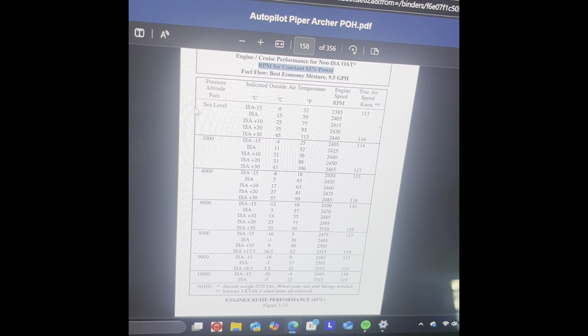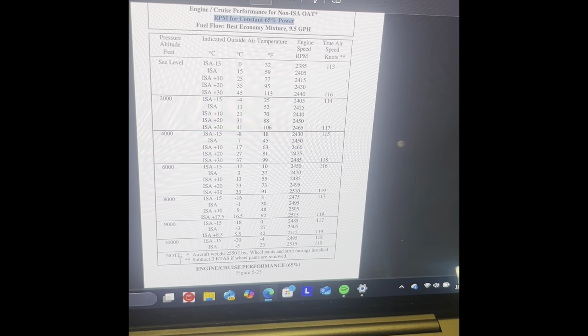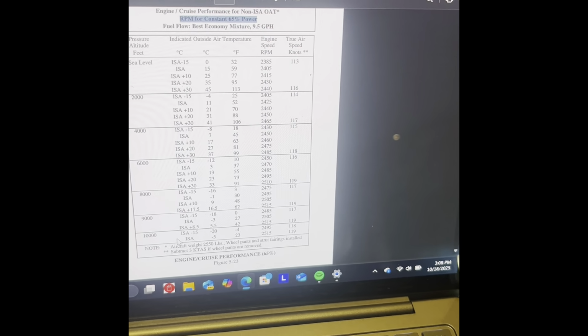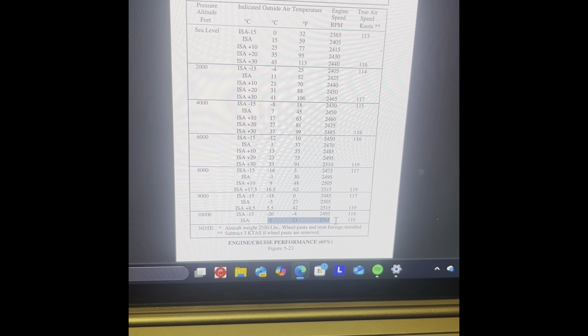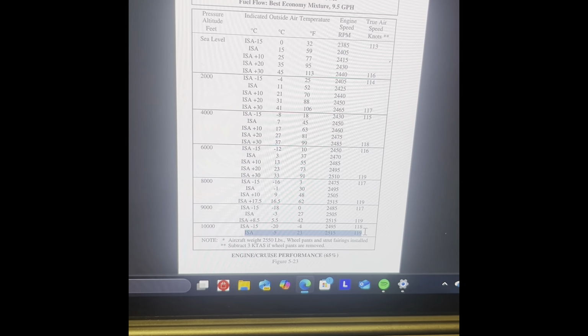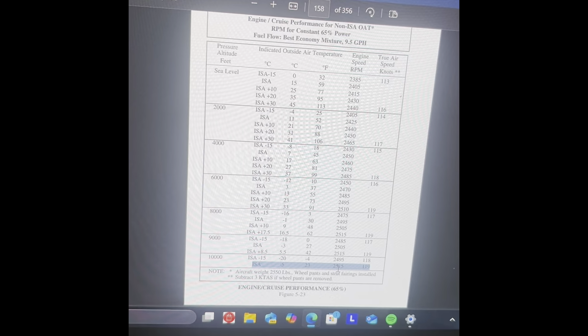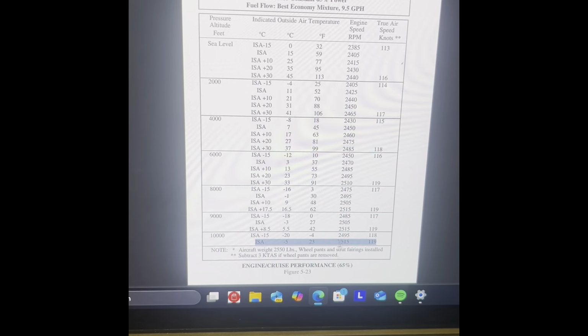Then whatever your cruise pressure altitude is, which ours will be 10,000 feet, I'm going to pick the closest temperature, which you find in your winds aloft chart. So I found 10 degrees Celsius. I'm just going to pick the closest one. Celsius, it's above this one even, so I'm just going to use the highest one here, which is 2,515 for the RPM.